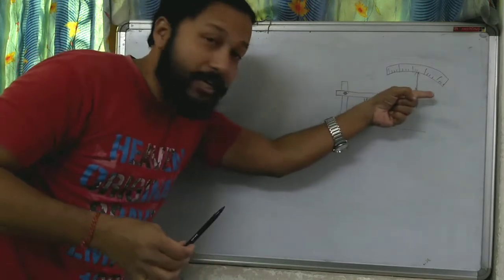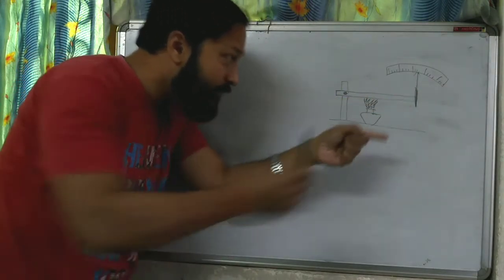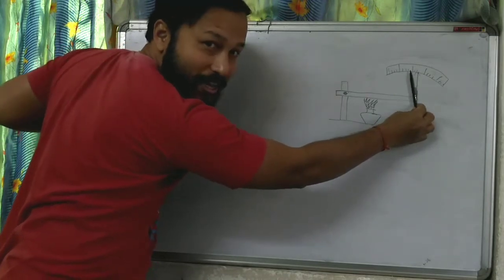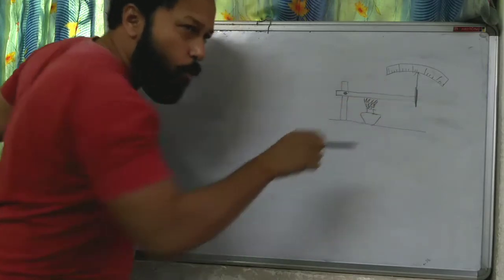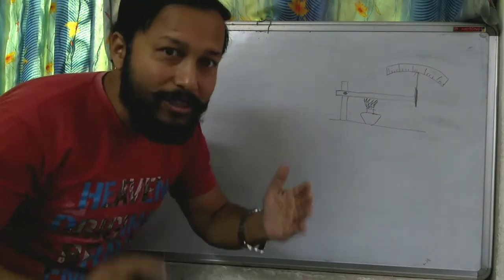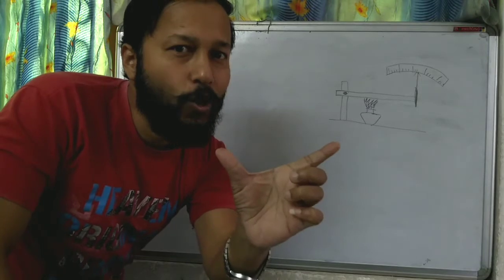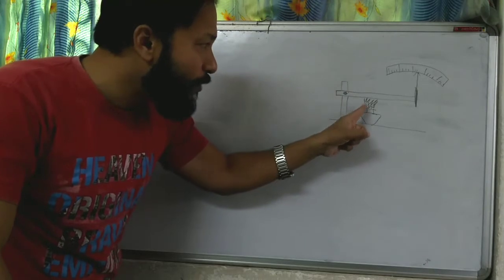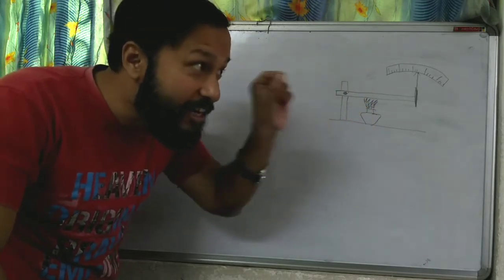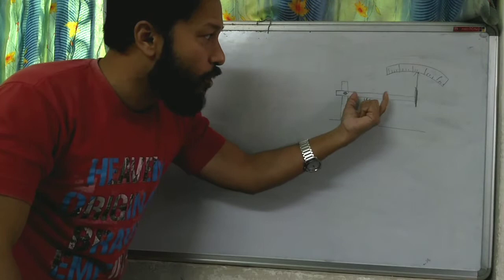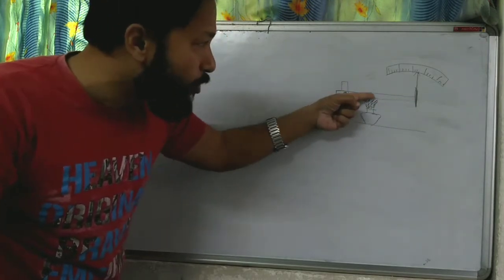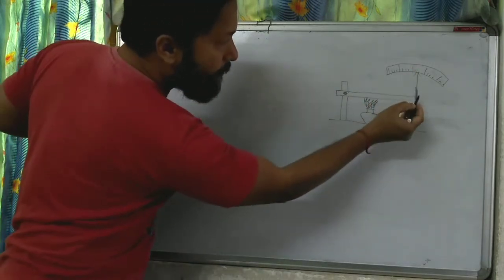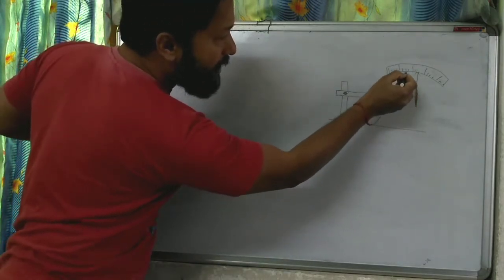Because this rod is pushing this needle, and the needle is going like this. Why is the rod pushing it? Because the length of the rod is increasing. Why is the length of the rod increasing? Because of heating. So when you are giving heat to this rod, the length of the rod is increasing, and since the length is increasing, it is pushing this needle, and the needle is coming this direction.